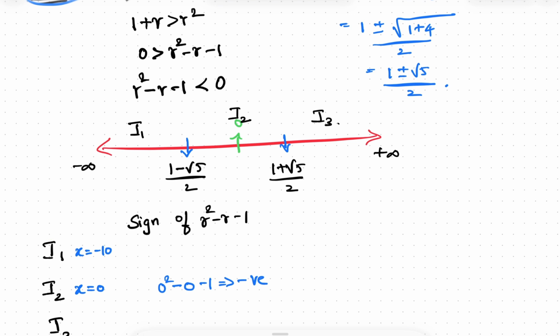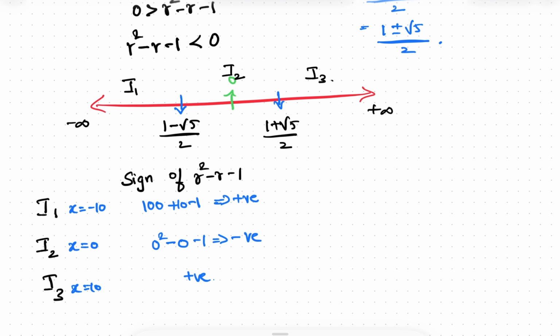I can take negative 10. So this one would be 100. Minus of minus 10 would become plus 10 minus 1. So it is obviously positive. And here if we take x is equal to plus 10, again it is going to be a positive value, right? For what values of r is the inequality less than 0?